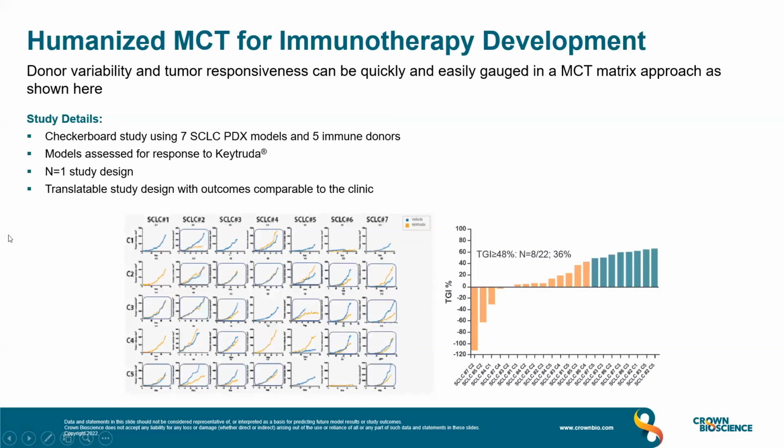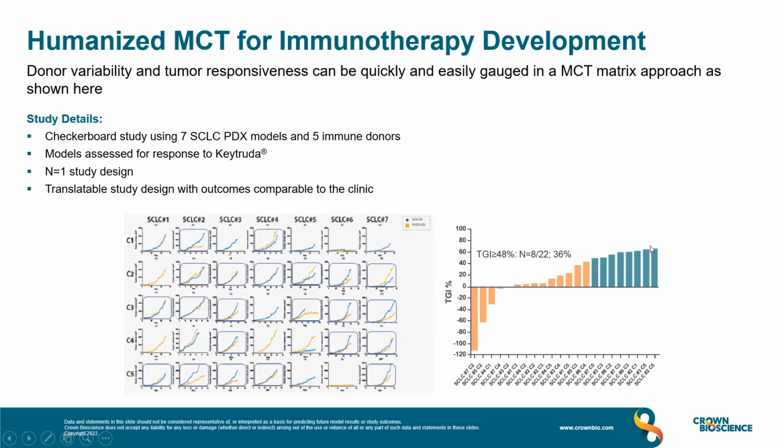And what we see here is the humanized mouse clinical trial for IO drug development. On the y-axis is a number of different donors, so 5 different human stem cell donors that were used to create humanized mice. And on the x-axis are 7 different lung cancer PDX models that all express high levels of PD-L1. Each one is engrafted into one mouse, and all of these mice are then treated with Keytruda. And what you see on the right is the tumor growth inhibition, a waterfall plot.